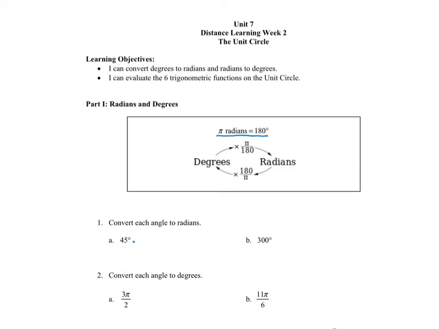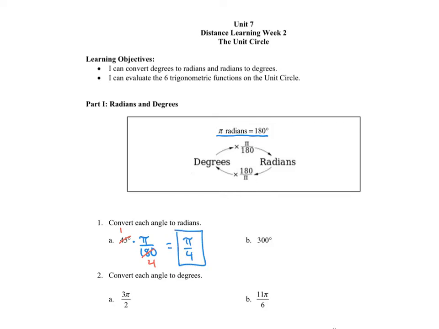So looking at this first example, converting 45 degrees to radians, we are going to multiply that by pi over 180. Now I can reduce this because 45 goes into 180 4 times. So if I divide both of these by 45, I get 1 and 4. So I end up with pi over 4.